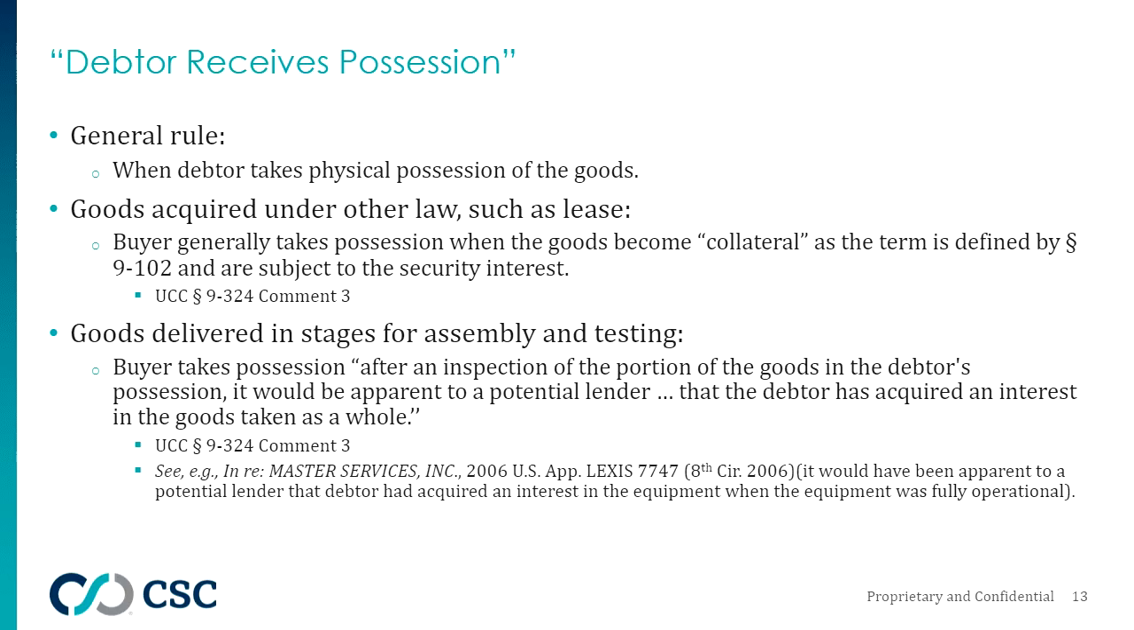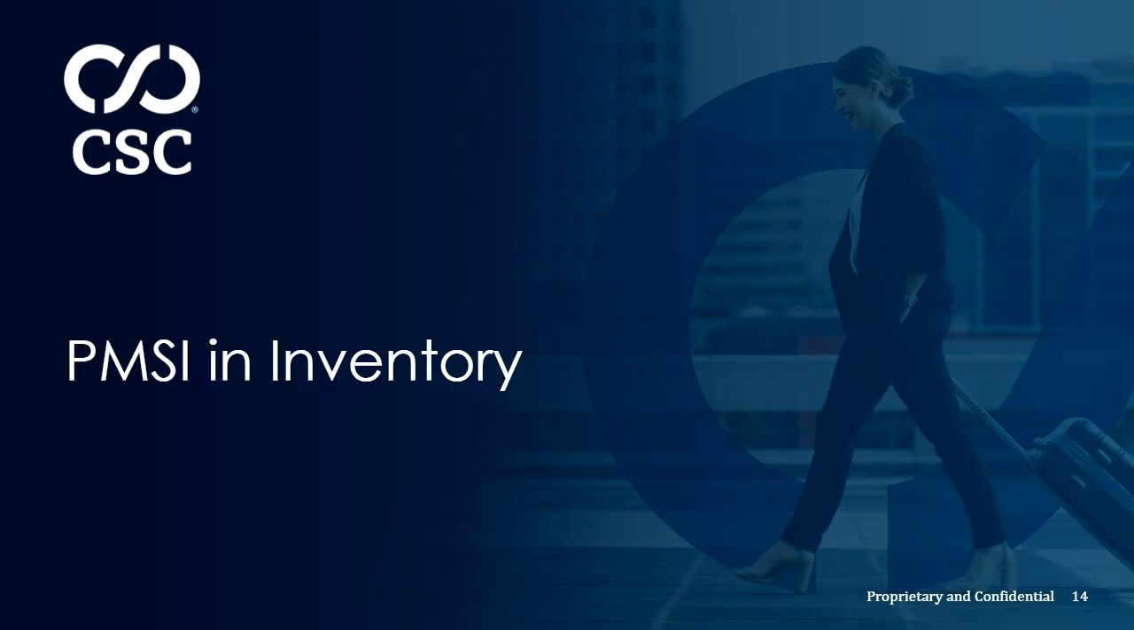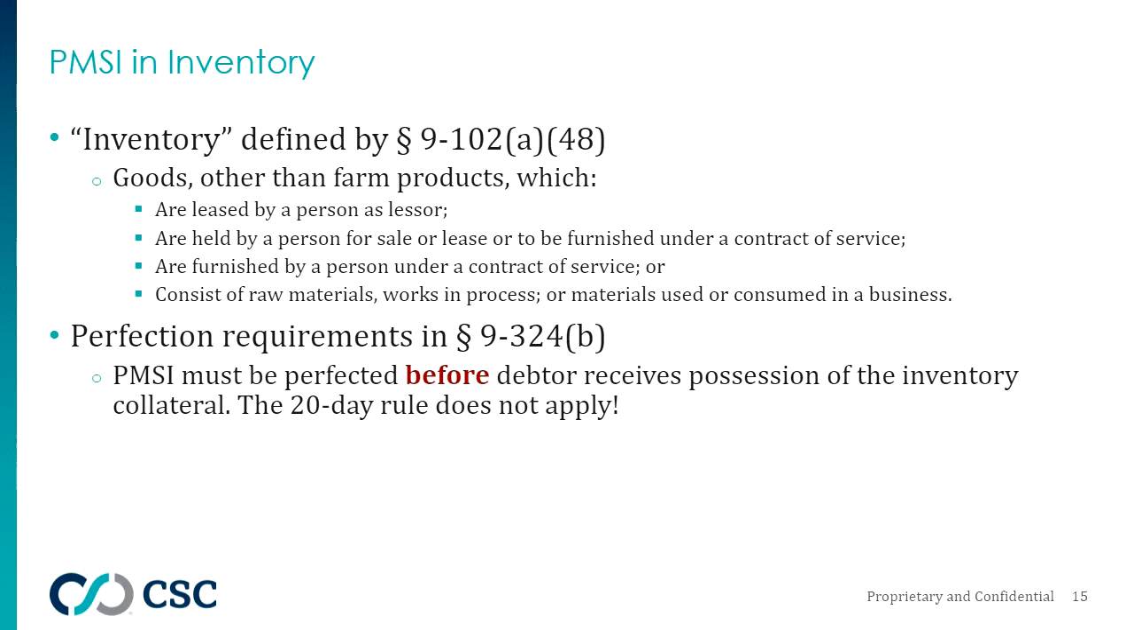Next, I want to talk about the special rules applicable to purchase money security interests in inventory. There are a number of special rules here that require the secured party who's claiming that purchase money security interest in inventory to jump through some extra hoops, I guess. First of all, what is inventory? Well, it's goods other than farm products. Farm products are treated separately for a number of different things under Article 9.